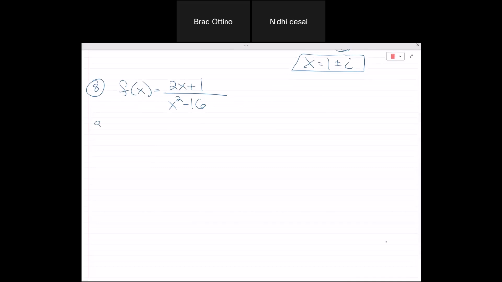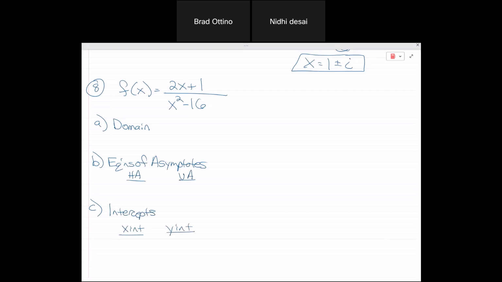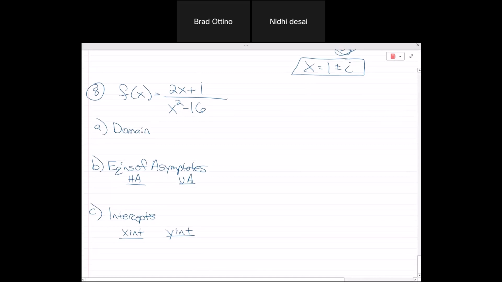So the question is going to be, what's the domain? What are the asymptotes? So the equations of the asymptotes. Remember, we have horizontal and vertical asymptotes, so we're going to have to find both of those. Next question is we're going to have, just going to write horizontal asymptote and vertical asymptote so we don't forget. Next one is we have the intercepts. When we're listing the intercepts, we have the x-intercept and the y-intercept. So we'll figure out those. And then the last thing the problem asks you to do is to sketch the graph.